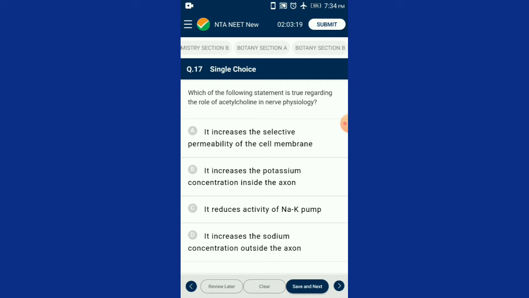The binding of acetylcholine at certain synapses increases the selective permeability of the cell membrane, opening channels that admit Na plus and initiate a nerve impulse or muscle contraction. So the answer is option A. It increases the selective permeability of the cell membrane.